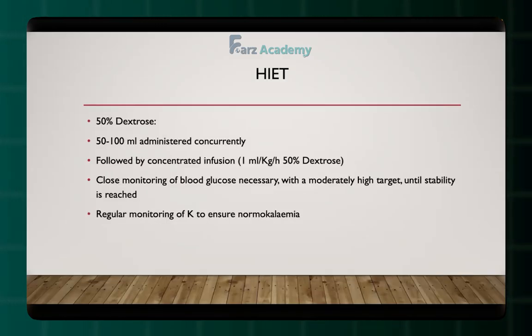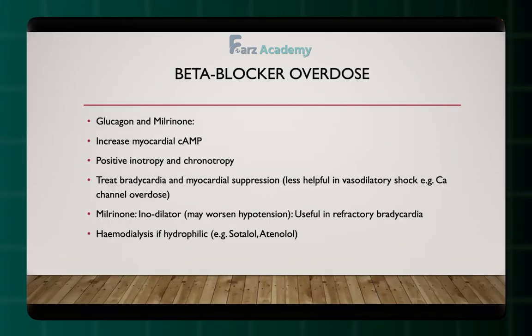50% dextrose is administered concurrently, 50 to 100 ml. It's followed by concentrated infusion, 1 ml per kilo per hour of 50% dextrose. Close monitoring of blood glucose is necessary with a moderately high target until stability is reached. And of course, regular monitoring of potassium, especially as you're giving so much insulin, to ensure normokalemia. So potassium may need replacement in such cases.